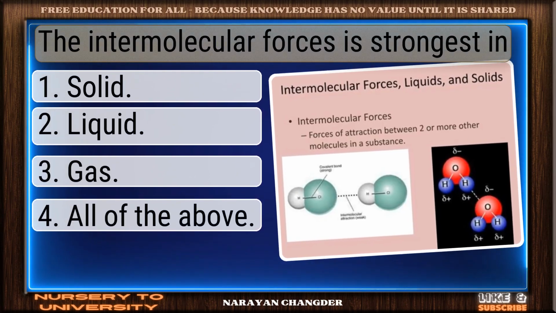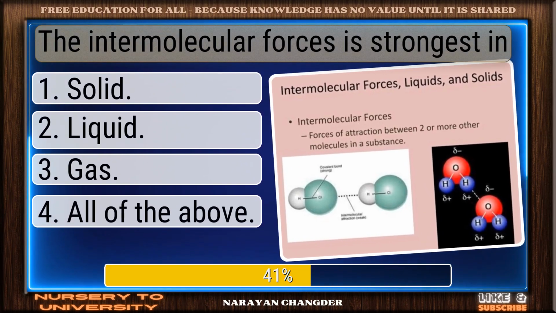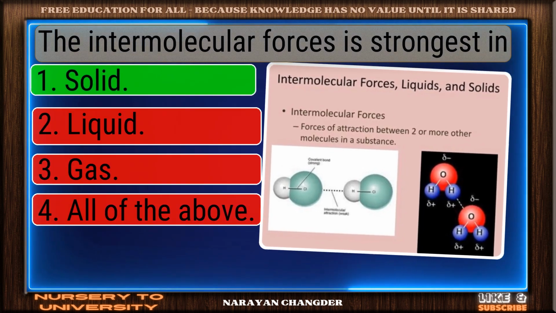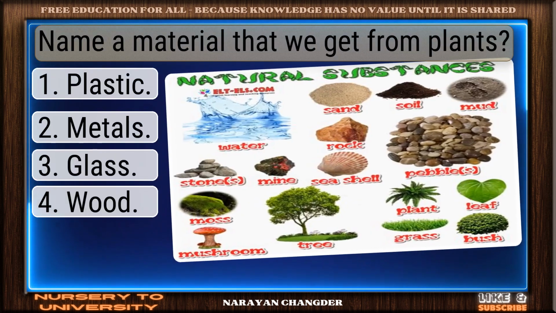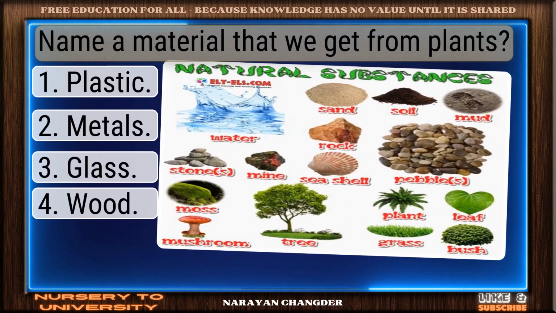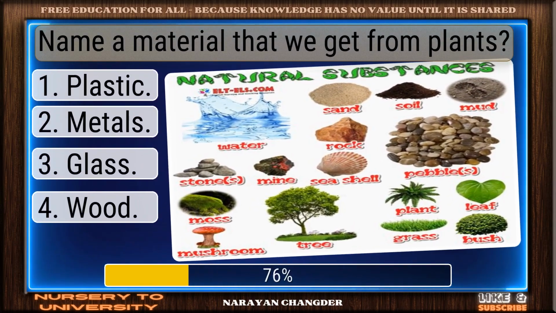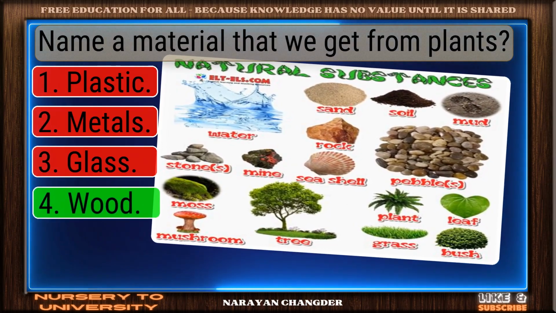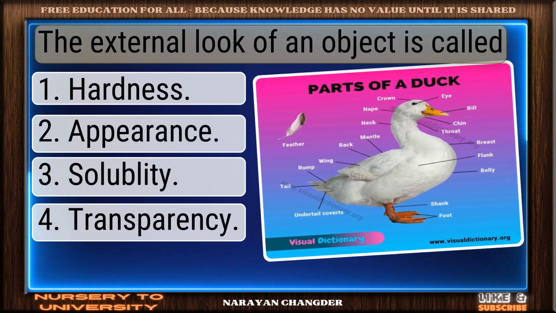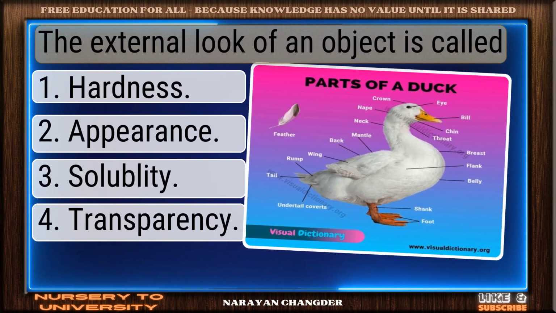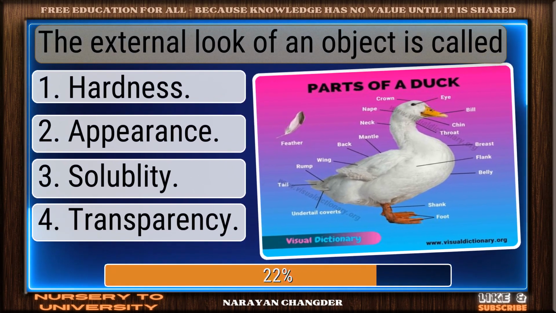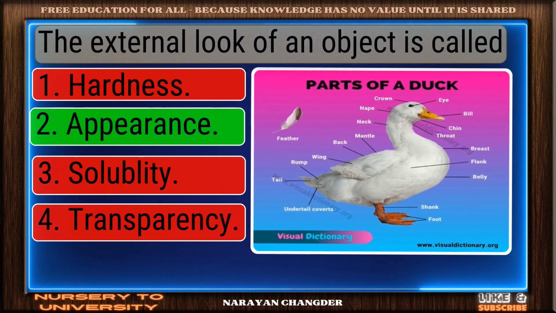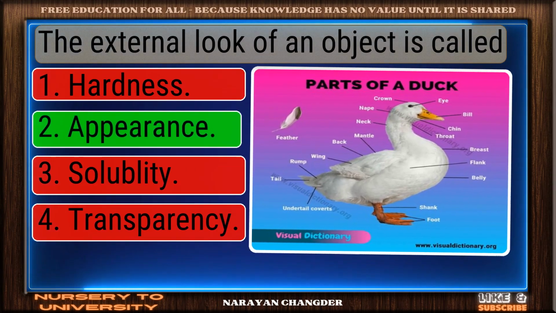The intermolecular forces is strongest in. Great job. Solid is the accurate answer. Name a material that we get from plants. Exactly. Wood makes sense, and it is right choice. The external look of an object is called. Nicely done. Appearance is a solid answer.